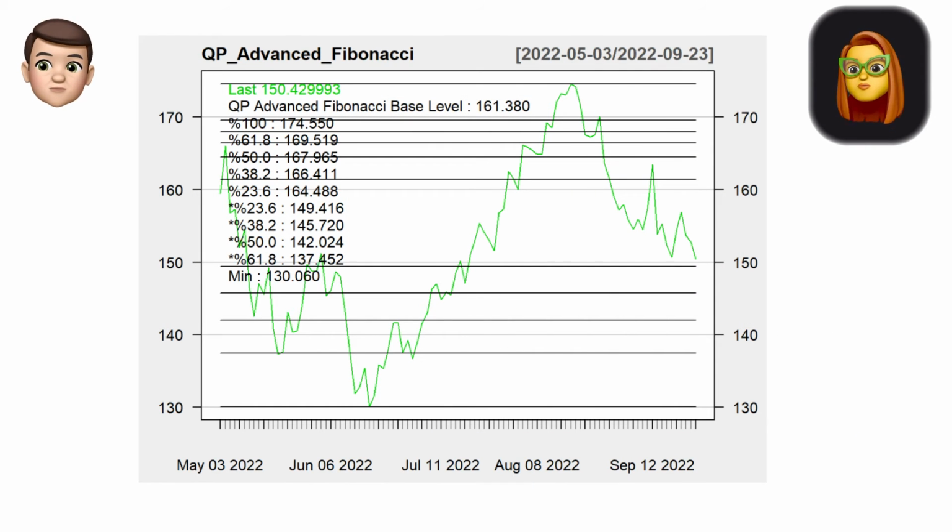In order to minimize the risk, it is beneficial to consider the Quants Pro Advanced Fibonacci Retracement Scale together with other technical analysis methods. Lisa? Yes, David.